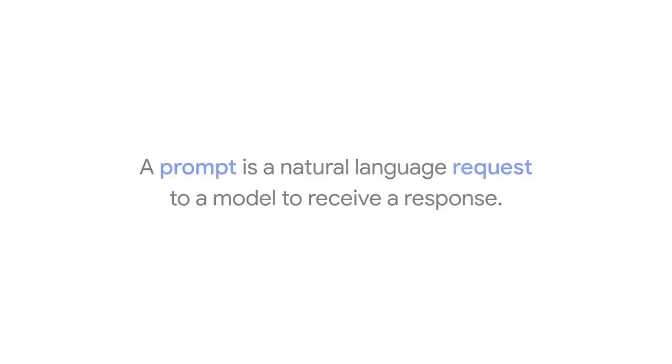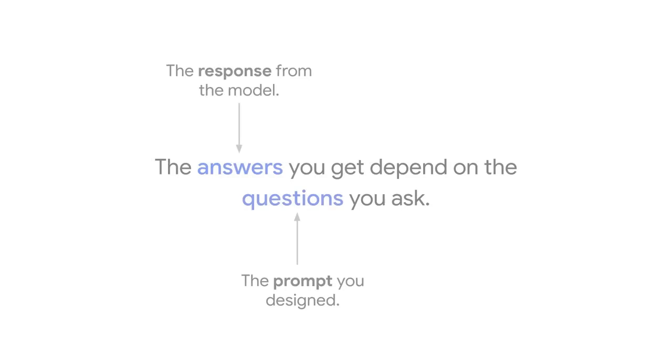Regardless of which method you use to access the Gemini multimodal, you start with a prompt. So what is a prompt? In the world of generative AI, a prompt is a natural language request submitted to a model in order to receive a response. You feed the desired input text like questions and instructions to the model. The model will then provide a response based on how you structured your prompt. Therefore, the answers you get depend on the questions you ask.